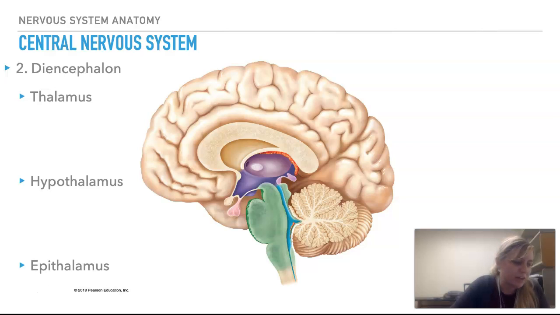Okay, so we're going to move on from the cerebral hemispheres, and now we're going to move down to the diencephalon. The diencephalon has three parts to it. It has the thalamus, the hypothalamus, and the epithalamus. In this picture here, I want to point out the corpus callosum. That's right in here, and she showed it to you on the actual brain too. This is what connects the right to the left side of the brain. So it's a tract of white matter that basically connects the two hemispheres.